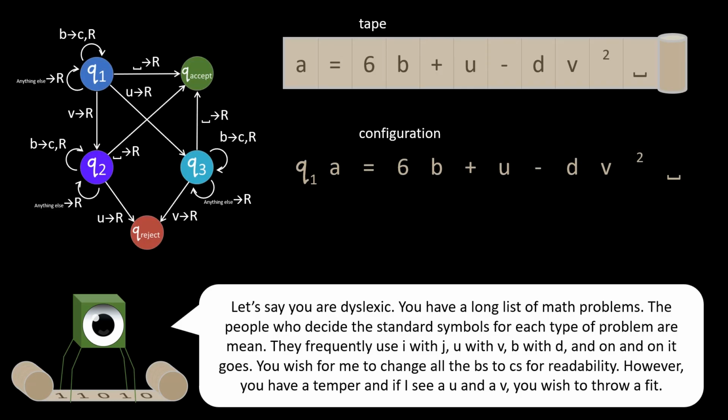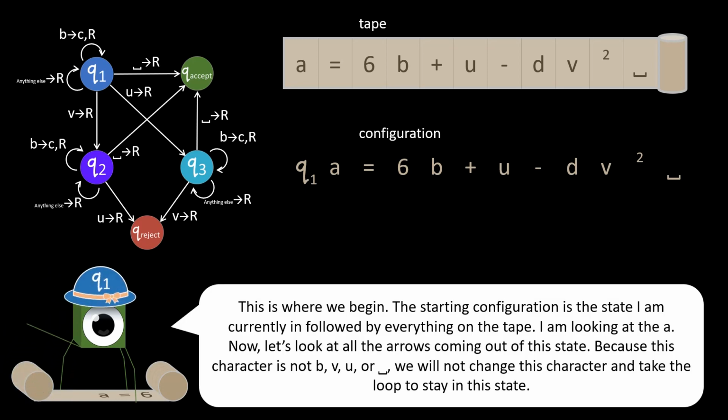Let's say you are dyslexic. You have a long list of math problems. The people who decide the standard symbols for each type of problem are mean. They frequently use J with I, V with U, D with B, and on it goes. You wish for me to change all the B's and C's for readability? However, you have a temper, and if I see a V and a U, you wish to throw a fit. This is where we begin.